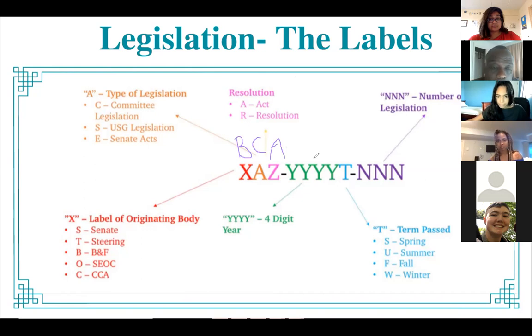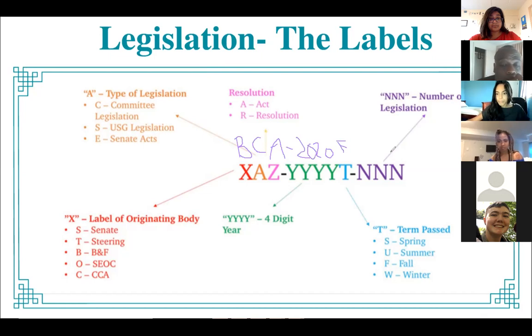Then these four Ys are for the four-digit year. In this case, let's just say 2020. The T is for the term. So S will be for spring, U for summer, F for fall, W for winter. In this case, it will be the fall semester, so we will just say F.